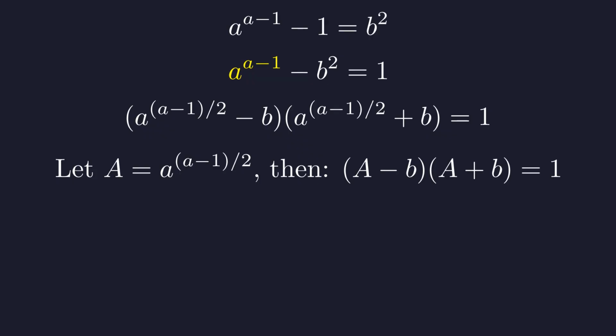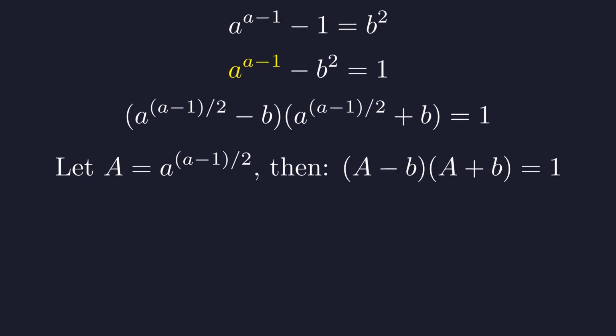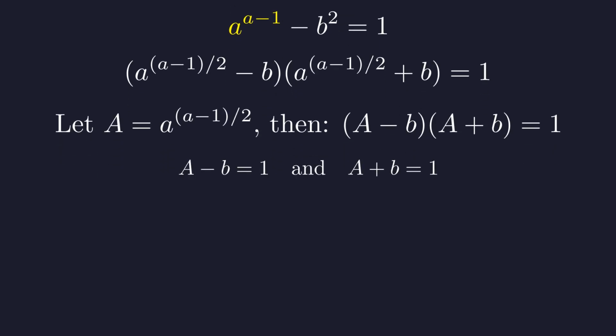Here's the key insight. If two integers multiply to give 1, they must both be 1, or both be negative 1. But look at our factors. A is huge compared to b, so both factors are clearly positive. This forces both to equal 1. So we need both factors to equal 1.